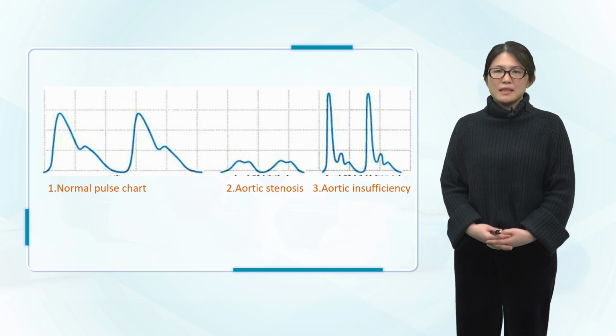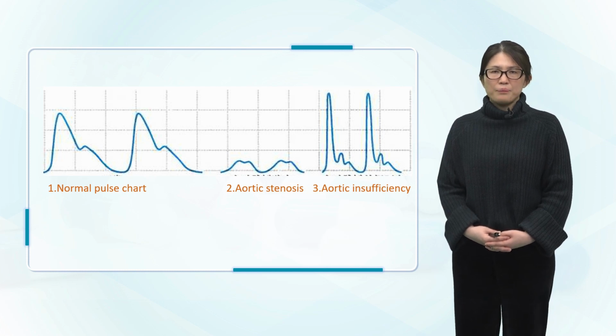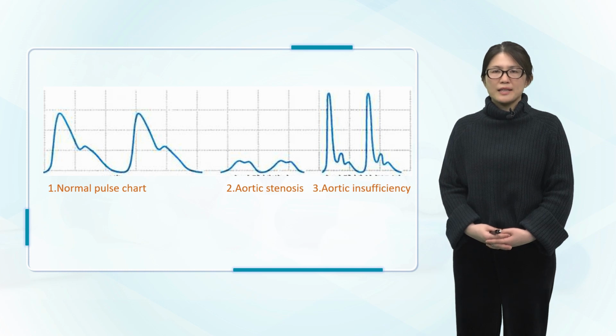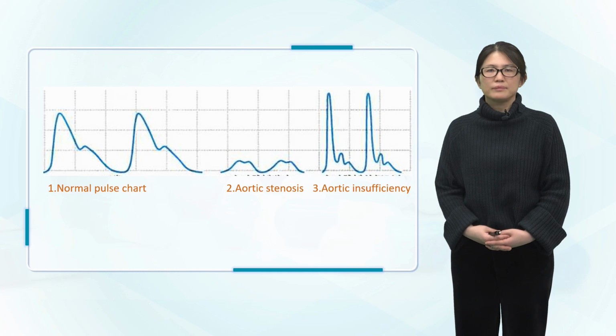The third is when the aortic valve is insufficient. The blood pressure in the aorta drops sharply, and the descending branch is steep due to the regurgitation of blood in the aorta.